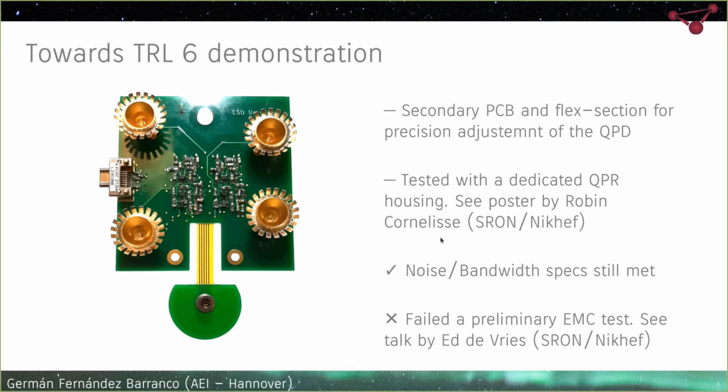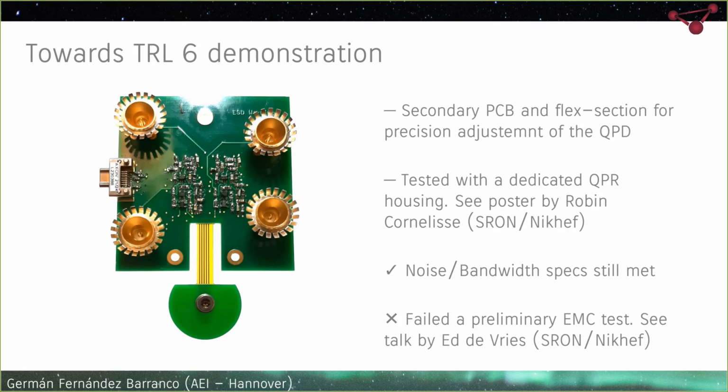So the performance was also tested in this last iteration, and we could verify that this new layout and the extra flex section didn't affect the performance. So the noise and bandwidth specs were still met. But we did an additional test, and that was a test for EM compatibility. And that test partially failed, and we saw a strong coupling at the output of the QPR from electromagnetic interference. And if you want to know more about this, please check the talk by Ed de Vries.